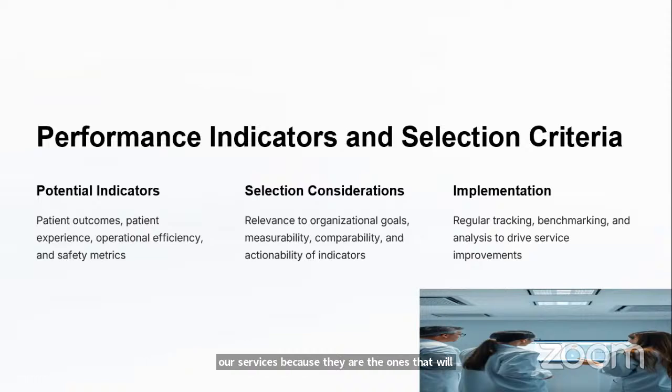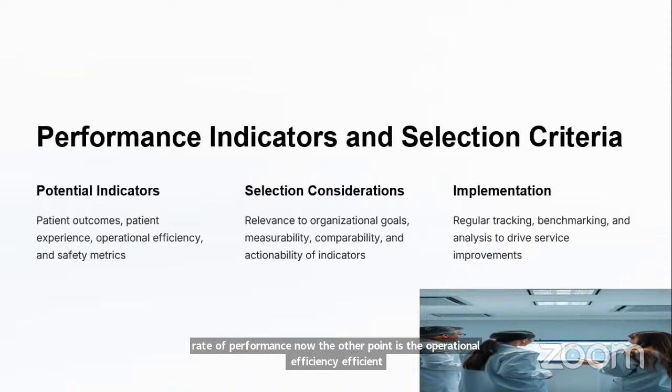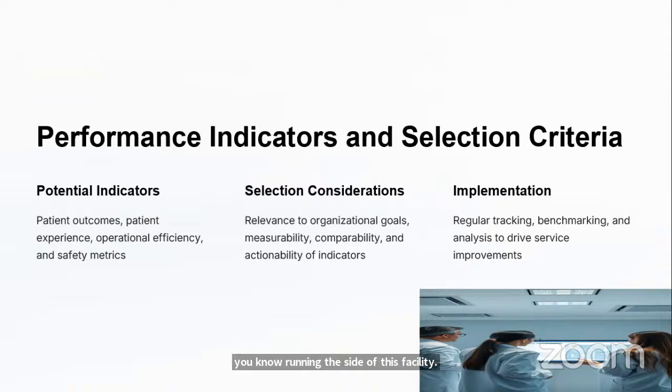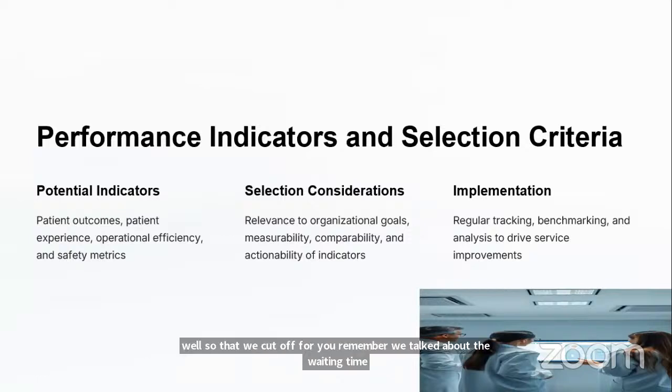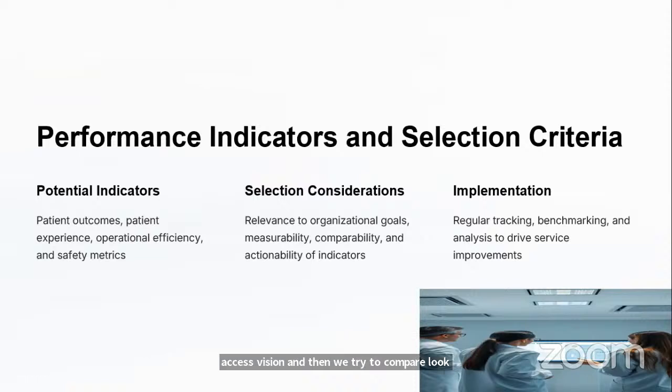It will help us in improving our services because they are the ones that will determine the rate of our performance. Now, the other point is the operational efficiency. How efficient is our operation in running the service facility? For instance, we look at the treatment duration, how long it costs our client, and how we allocate the available resources very well so that we cater for, remember we talked about the waiting time and accessibility, and then we try to compare and see how we can slot all these in to make sure that the patient satisfaction is attained.